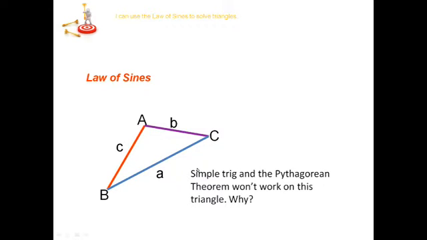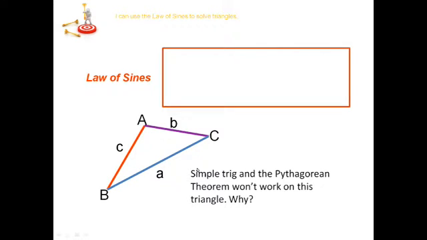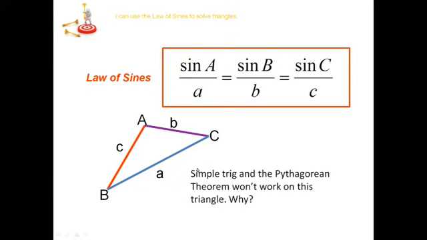Okay, the law of sines. Now, up to this point, we've only been solving right triangles, and we've been using simple trig and the Pythagorean theorem. But simple trig and the Pythagorean theorem doesn't work on this triangle. Why is that? Well, the simple answer is it's not a right triangle. So we can still solve for sides and angles of triangles even if they're not right triangles. And one of the ways that we do this is with the law of sines. So if you were in my class last year, you might remember the law of sines. It's the sine of A over A equals the sine of B over B, which equals the sine of C over C. So I have three ratios. If I set them equal to each other, I can solve for any unknowns that I have.